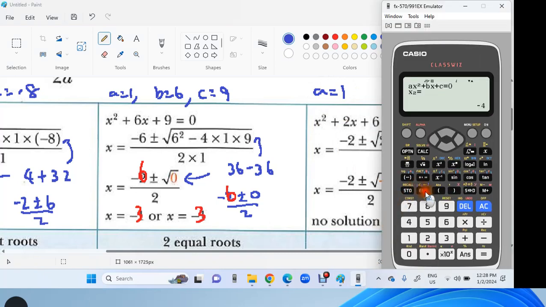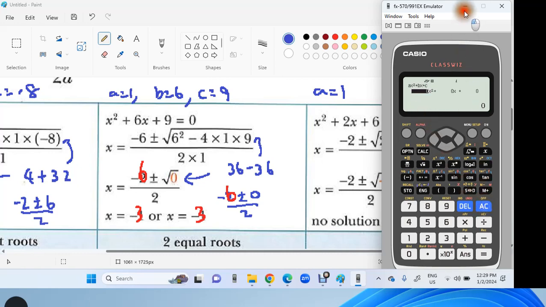Before I continue, we look at the equation here. I have a equal to 1, b equal to 6, c equal to 9. Then we have negative 3 only. x equal to negative 3. The calculator won't show you x1, x2. The calculator shows you x only.